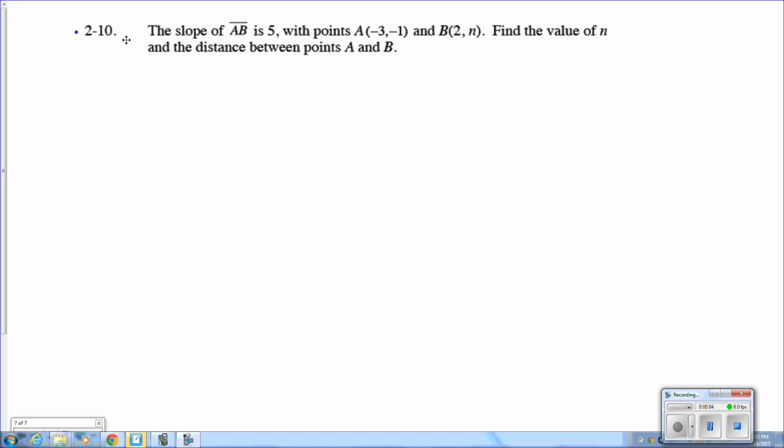Problem 2-10. The slope of segment AB is 5, with points A at (-3, -1) and B at (2, n). Find the value of n and the distance between points A and B.